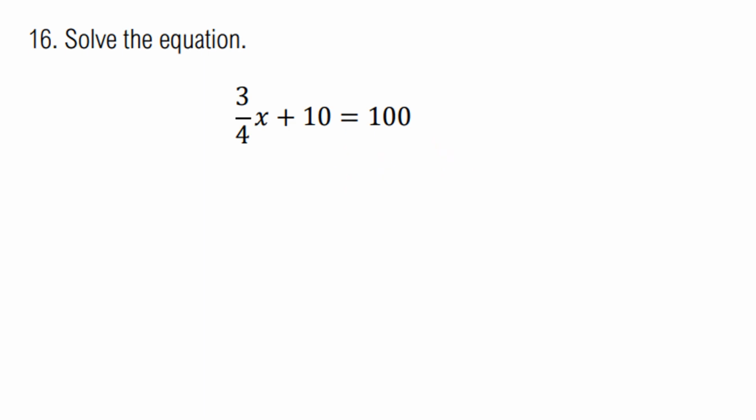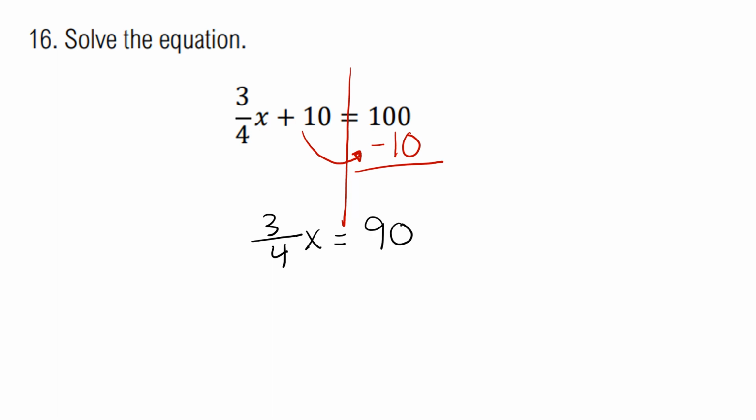Number 16, solve the equation 3 over 4x plus 10 equals 100. We start by combining our like terms. Positive 10 and positive 100 are on opposite sides, so we do the opposite operation. We move the value of 10 away from the variable x, making the positive 10 into a negative 10. We keep the 3/4 x the same, bringing that straight down. 100 minus 10 would give us 90.